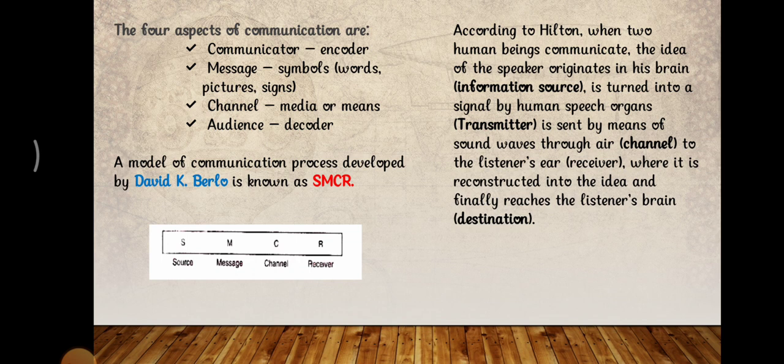According to Hilton, when two human beings communicate, the idea of the speaker originates in the brain, that is the information source, and it is turned into a signal by the human speech organ transmitter and is sent by means of sound waves through the air channel to the listener's ear receiver, where it is reconstructed into the idea and finally reaches the listener's brain destination. These are the processes according to Hilton.